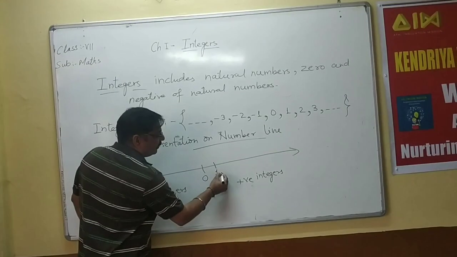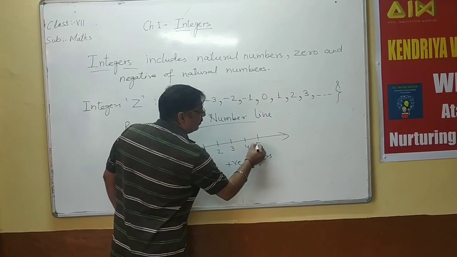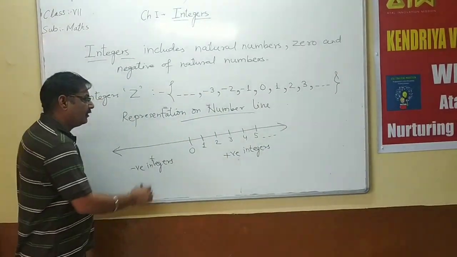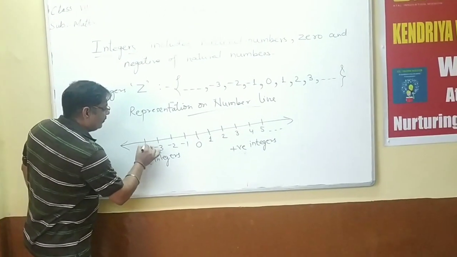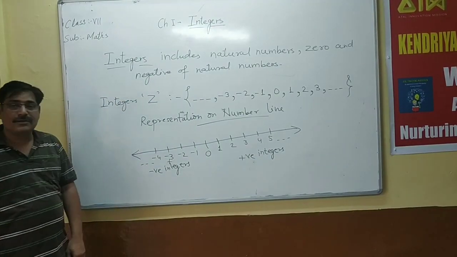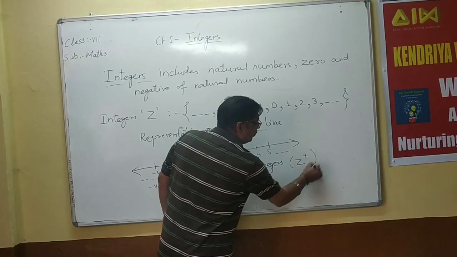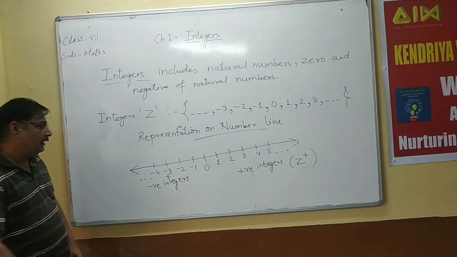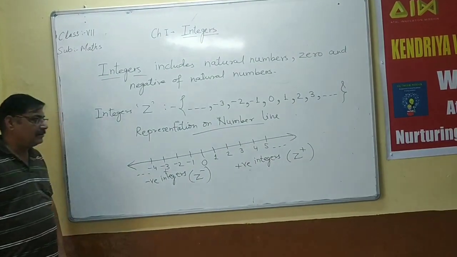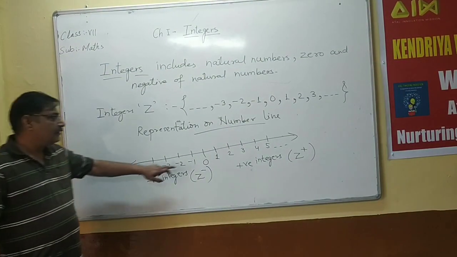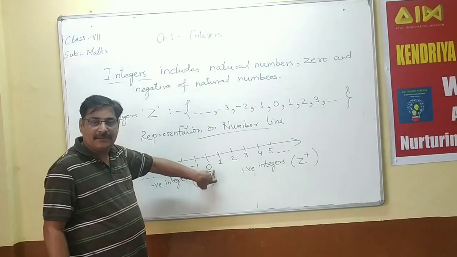So these are positive integers and these are negative integers, and so on. Positive integers are denoted as Z plus. Negative integers, we denote them as Z minus. 0 is neither negative nor positive.